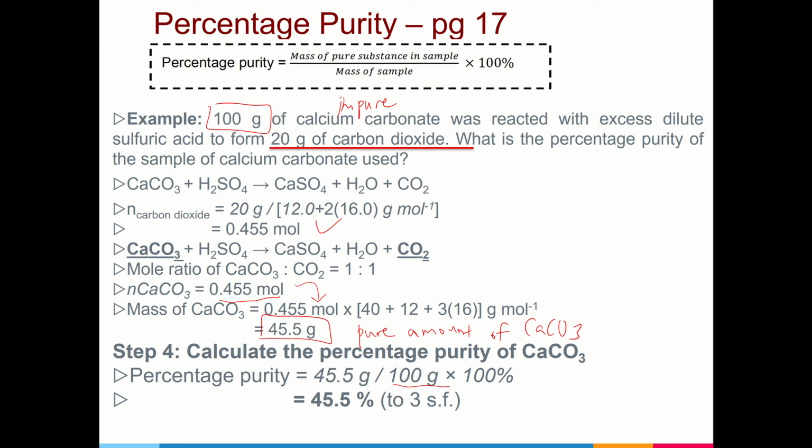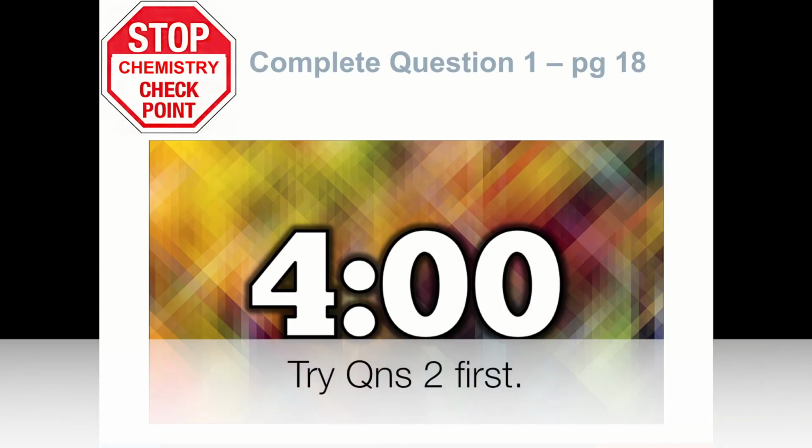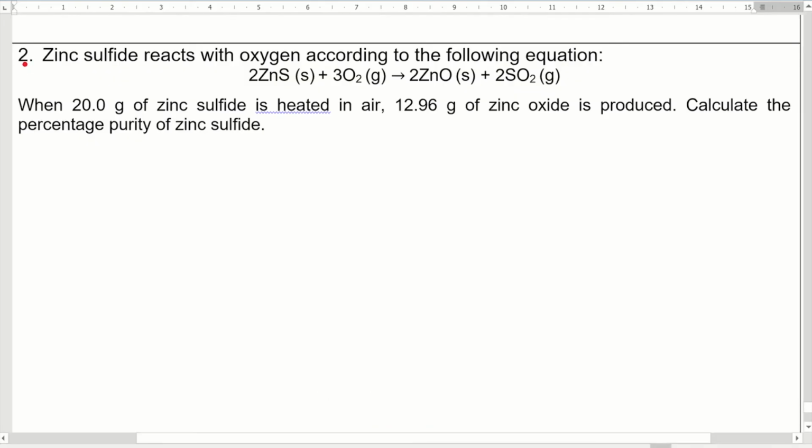Okay, so using this as a guide, let's try the first question on page 18. We can try this together first. Let's try question 2 first. So you are given 20 gram of zinc sulfide, and 12.96 gram of zinc oxide is produced.